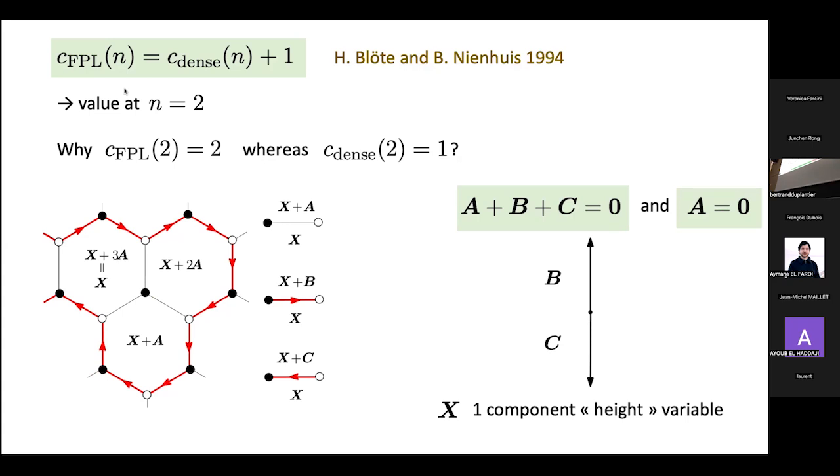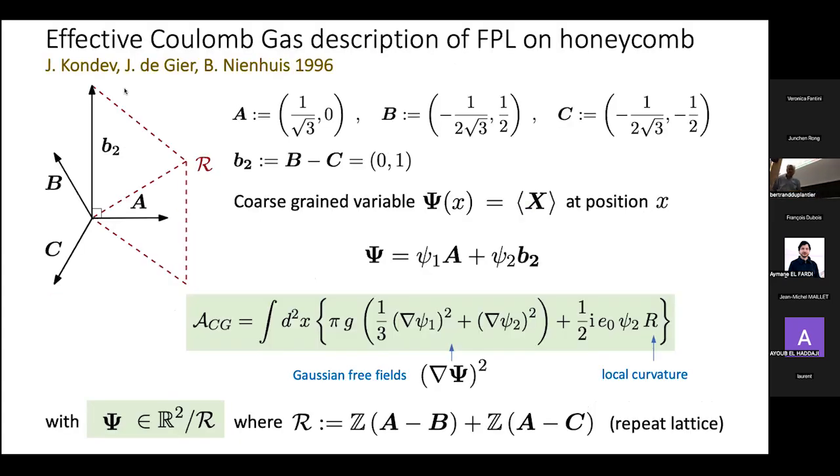Okay, so here you have a defect, this is not visited, so plus A plus 2A plus 3A. So A should be equal to 0. In that case, you will have B plus C equals 0. So it will be one component height. And this is exactly the description.